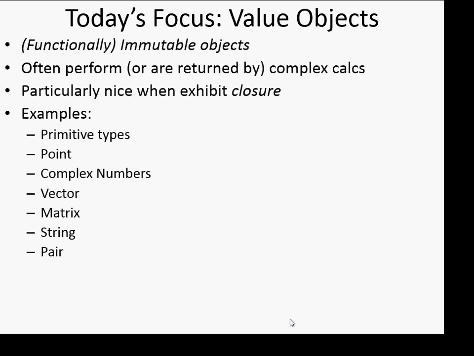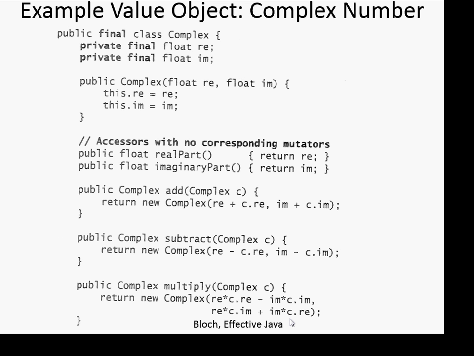An example might be a point. So you have a point in space, and you can add, say, a vector to the point and get another point, but you don't modify that point. Or a complex number. You don't set the imaginary component, perhaps, or the real component. Instead, you just create it with the appropriate components. So you can add complex numbers together, get other complex numbers, but you're not modifying it once you've created it. Similarly with pairs, etc.